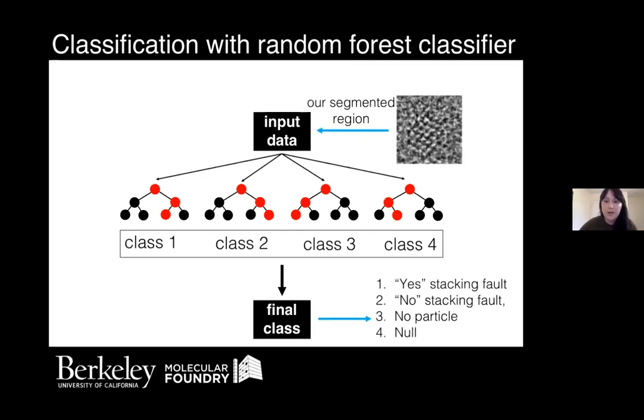So we're inputting the segmented regions directly out from our neural net. And then, for example, the classes could be: yes, it has a stacking fault; no, I can't see a stacking fault; no particle; and I can't tell if this should be a stacking fault, which actually turns into two classes.